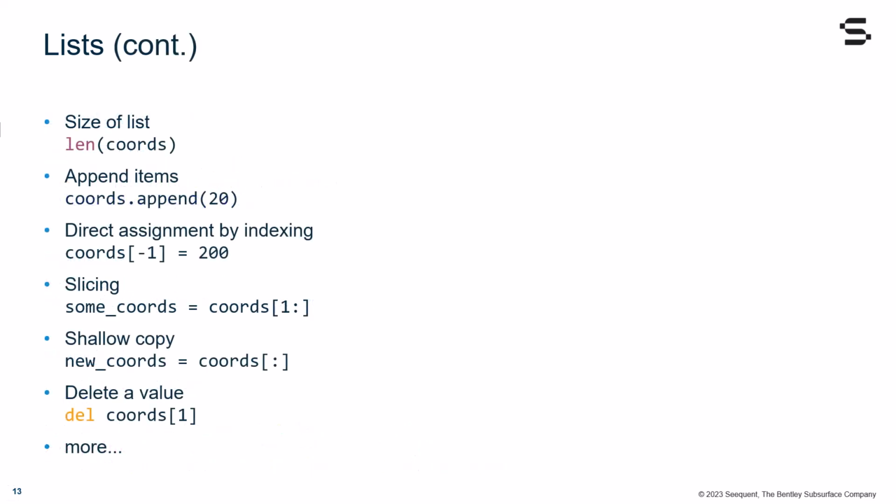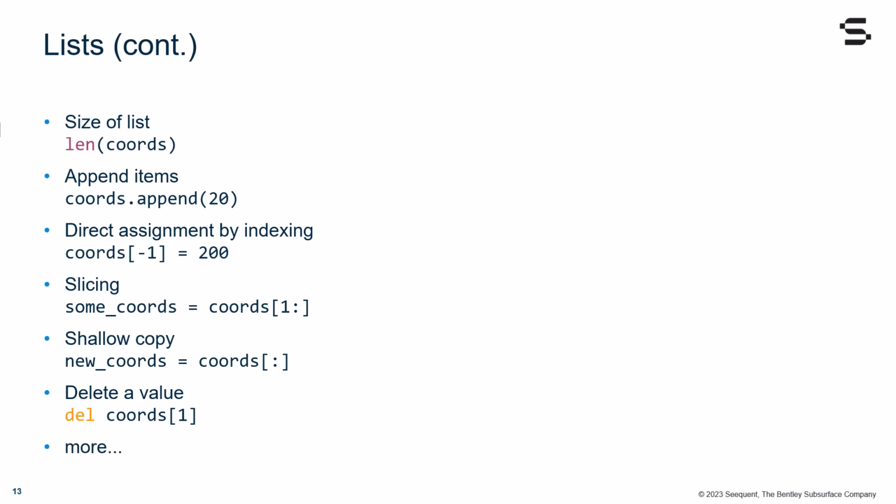Continuing on the lists, here are some useful features. You can ask for the size of the list with a len function. You can append items to a list with the append method. You can directly assign by using the indexing, for instance, cohorts[-1] assigned to 200.